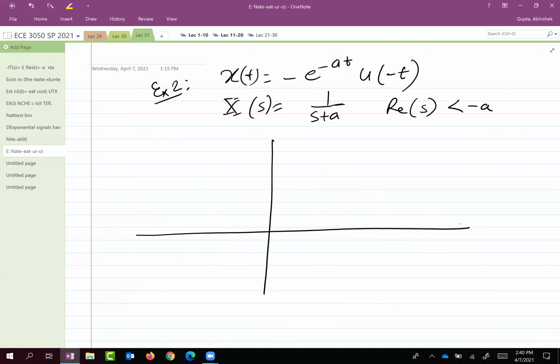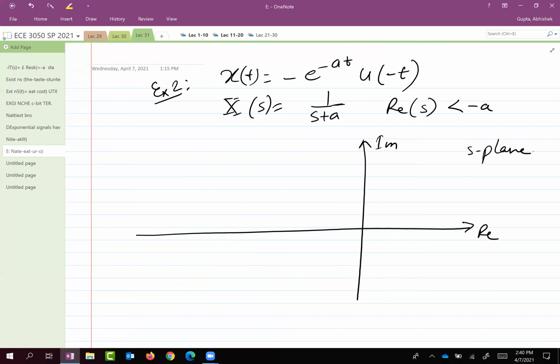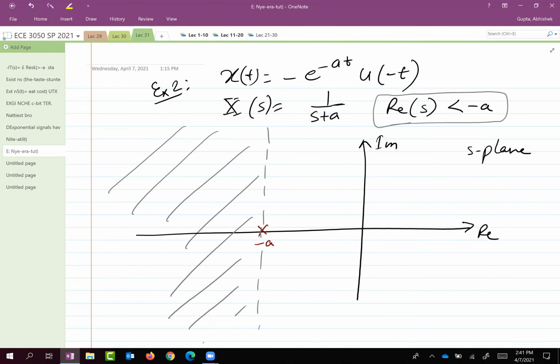And this is my real, this is my imaginary, this is my s-plane, the usual stuff. This is my pole, negative a. Now negative a is not included as part of the region of convergence, so I'm going to draw a dotted line. But now the real part of s must be less than negative a for this signal, and that's why I'm going to shade this region where the real part of s is less than negative a.